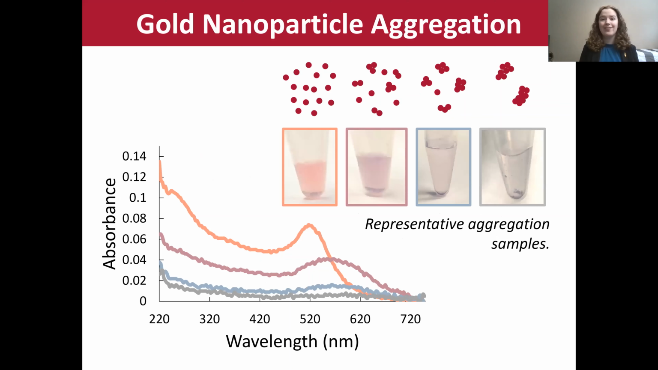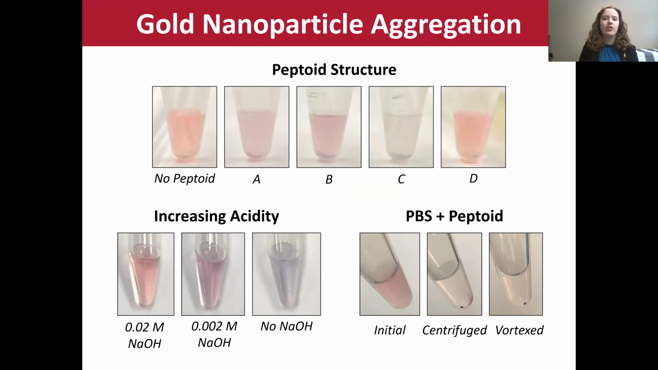There are a variety of factors that can impact this aggregation speed. So peptoids with different structures tend to have different rates of aggregation. The 4 samples shown here all use different peptoids and show different levels of aggregation after 2 hours. Using the proof of concept peptoid shown a second ago, we can see that aggregation can be increased by using an acidic pH, mixing the samples, or by simply adding more peptoid to the solution.